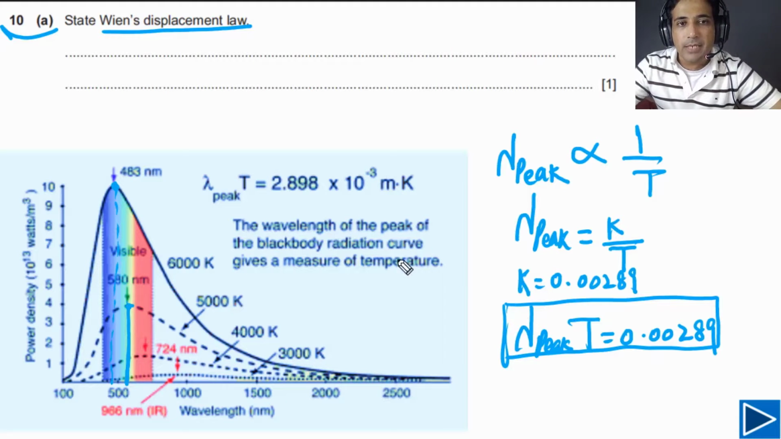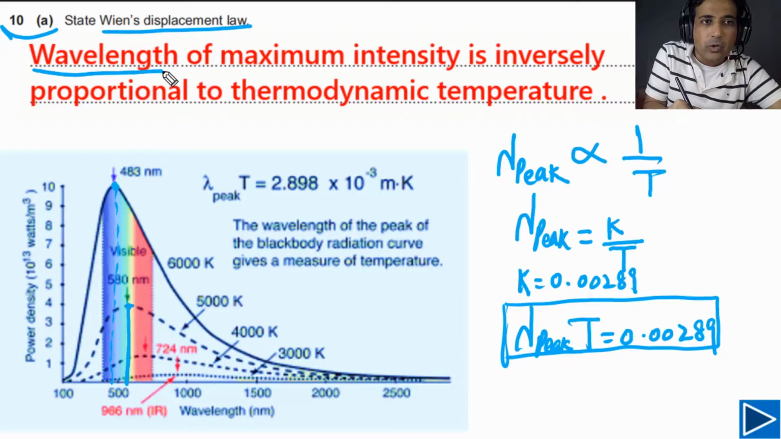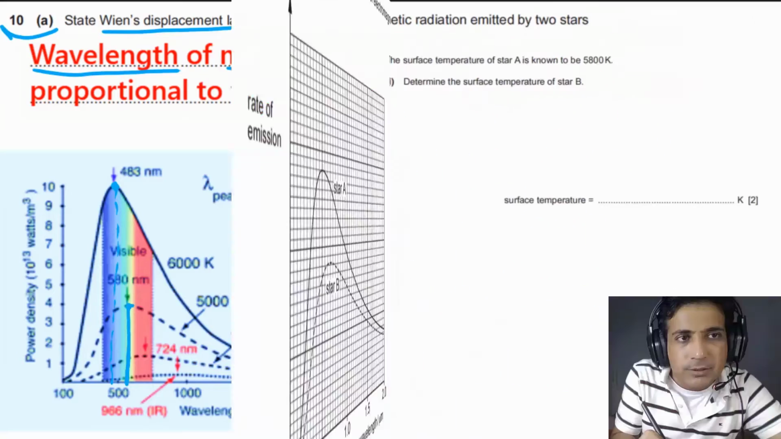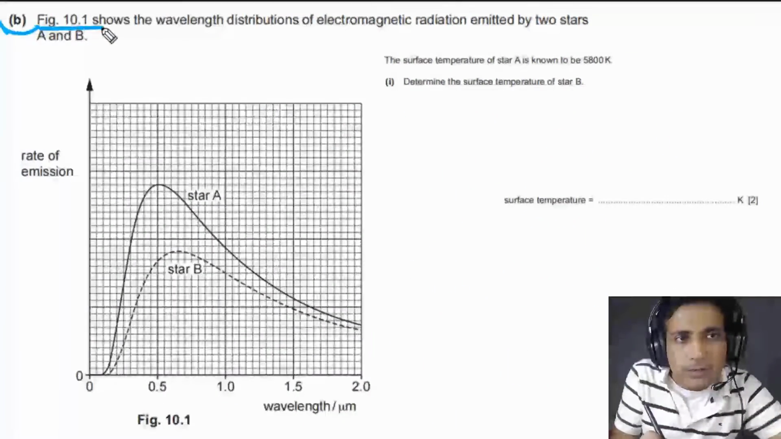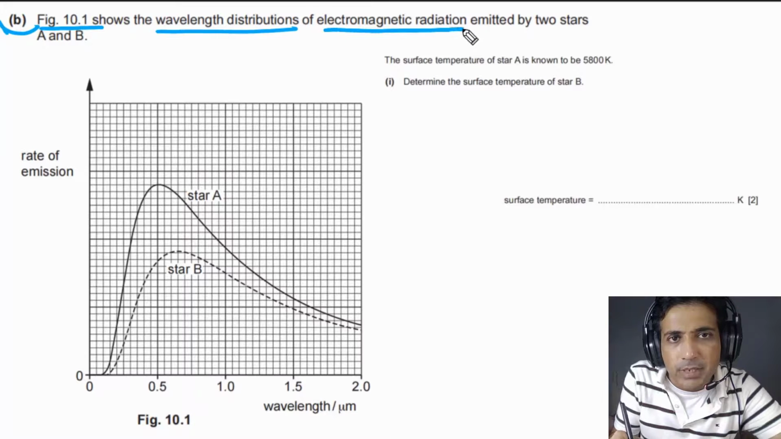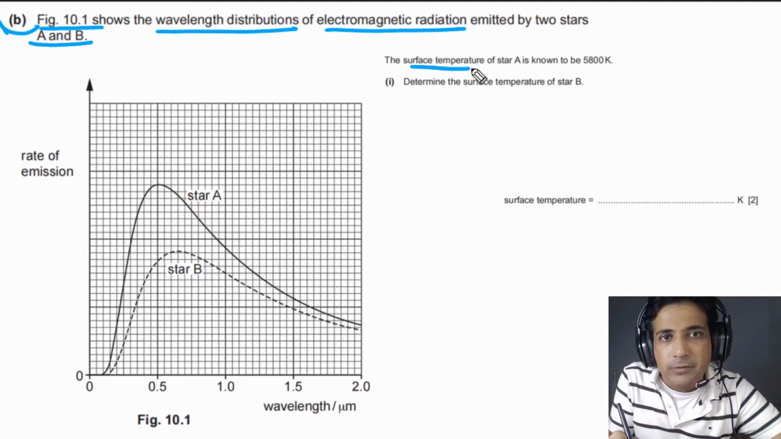Now let me explain how you can write down the answer. When you answer, simply say the wavelength of maximum intensity is inversely proportional to thermodynamic temperature. If you write this, you will get 1 mark, and this is the mark. For part B, it is given to us that figure 10.1 shows the wavelength distributions of electromagnetic radiation emitted by two stars A and B. The surface temperature of star A is given, that is equal to 5800 kelvins.